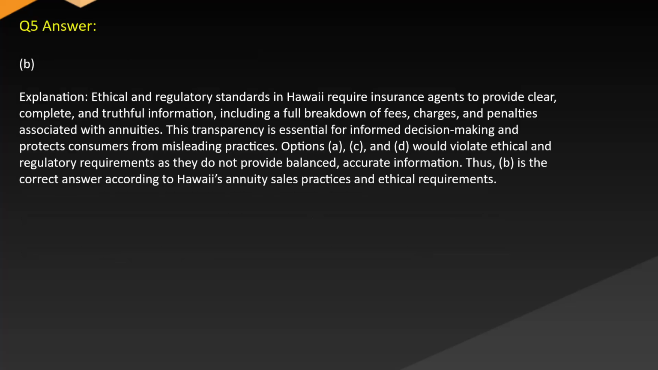Answer B. Explanation. Ethical and regulatory standards in Hawaii require insurance agents to provide clear, complete, and truthful information, including a full breakdown of fees, charges, and penalties associated with annuities. This transparency is essential for informed decision-making and protects consumers from misleading practices. Options A, C, and D would violate ethical and regulatory requirements as they do not provide balanced, accurate information. Thus, B is the correct answer according to Hawaii's annuity sales practices and ethical requirements.